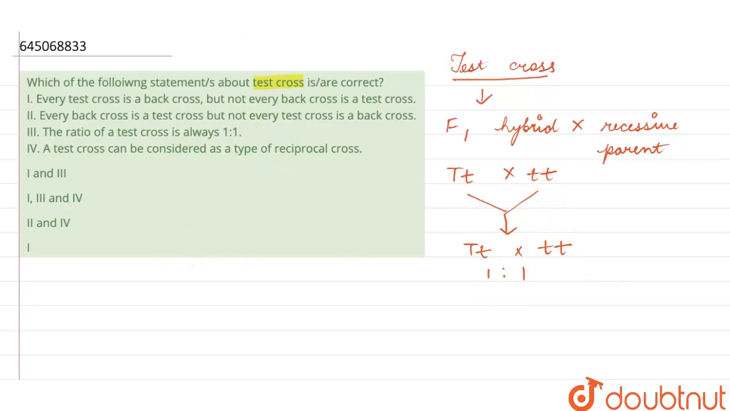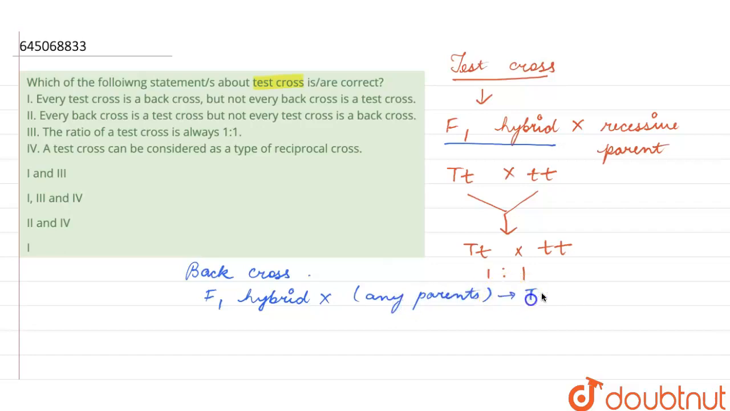Now here another term that is given to us is a back cross. What is a back cross? A back cross is the cross between the F1 hybrid and any of the parents. The parent can be either dominant or recessive. So this type of cross is a back cross.